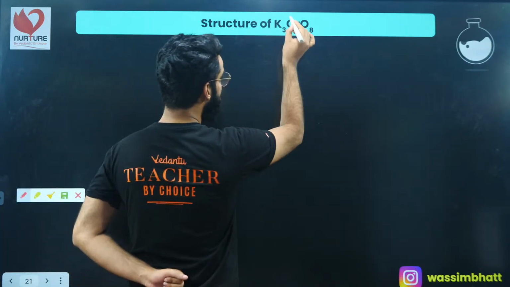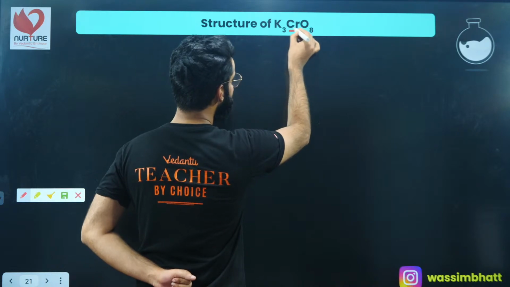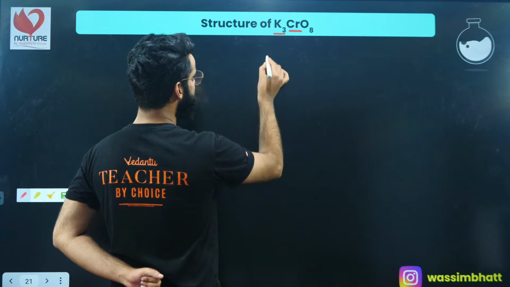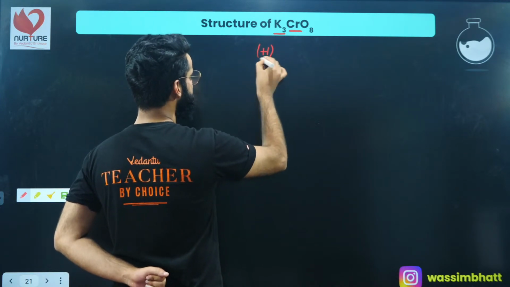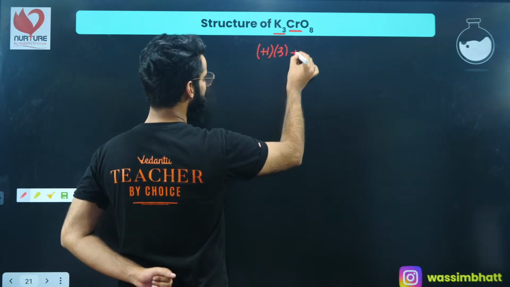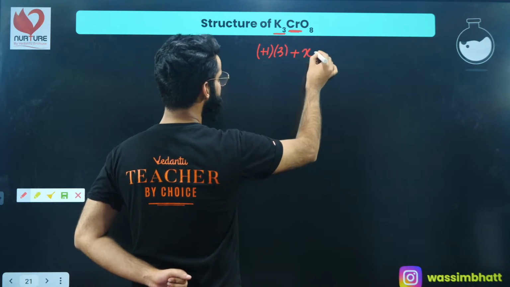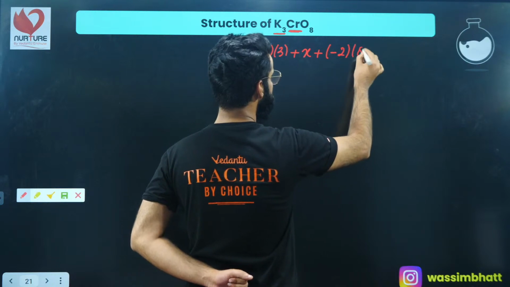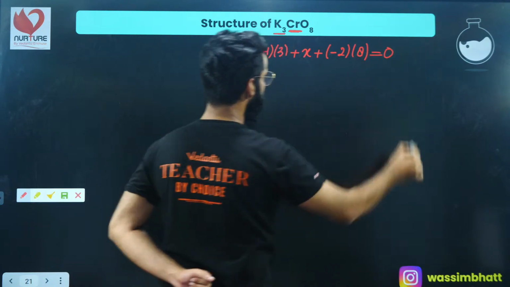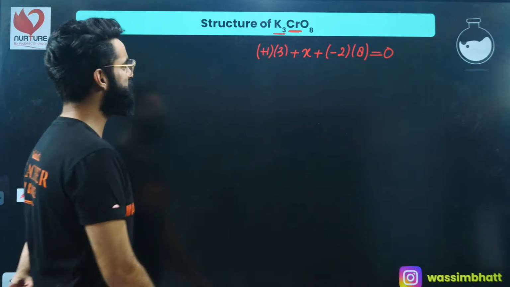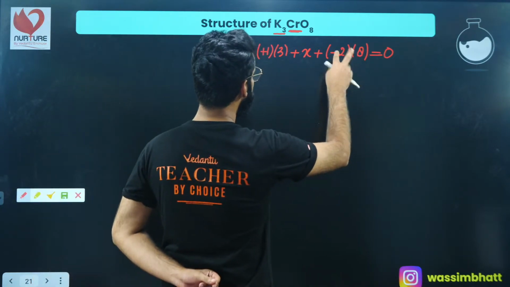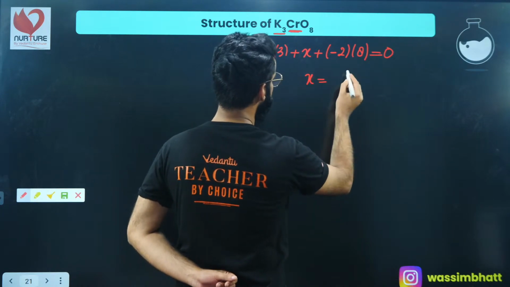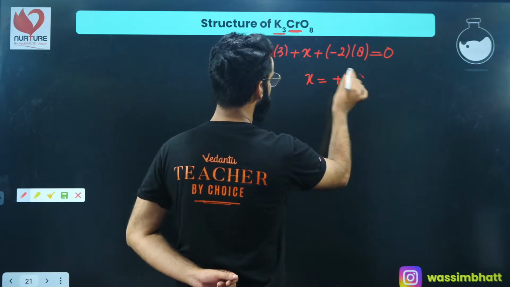See guys, first of all, let me use the formula and calculate the oxidation state of chromium. Potassium belongs to group 1. Group 1 elements show +1 oxidation state, and we have 3 potassium atoms. Let's assume the oxidation state of chromium is X. Oxidation state of oxygen is -2, and there are 8 oxygen atoms. Net charge on the molecule is 0. What is the value of X which you will get from here? 8 2s are 16, so the value of X comes out to be +13, right?